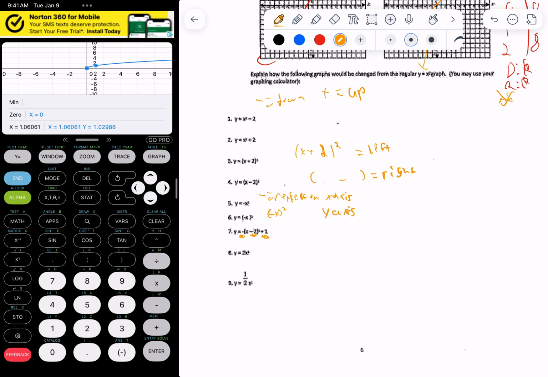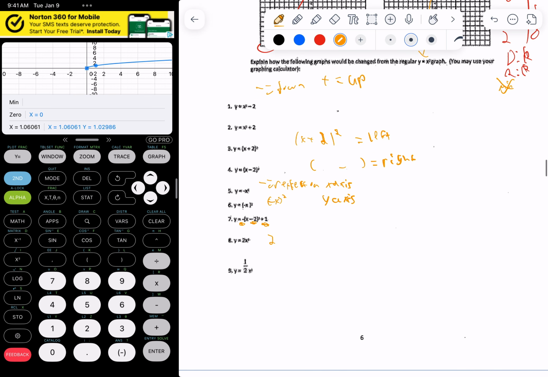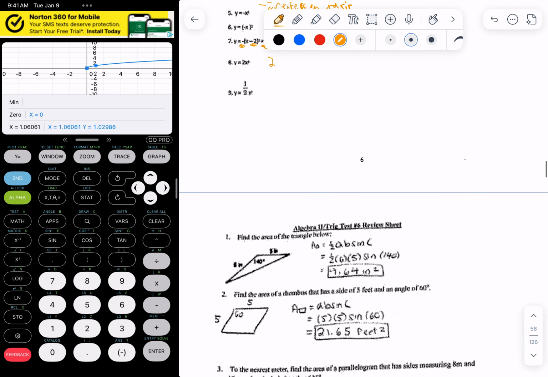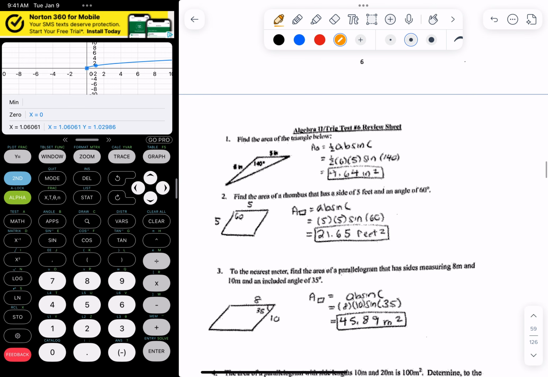Okay, now 2x there. So now when there's a coefficient, it means that you're stretching. So you're stretching by a factor of 2, and it's a vertical stretch. Over here, it's a vertical stretch by a factor of half. Okay, and then this video now.